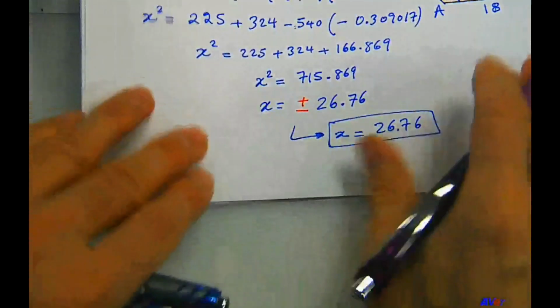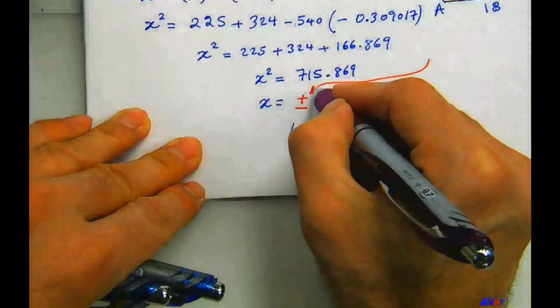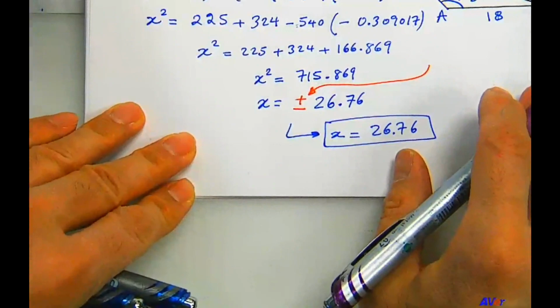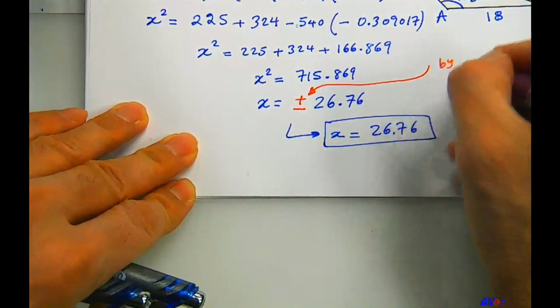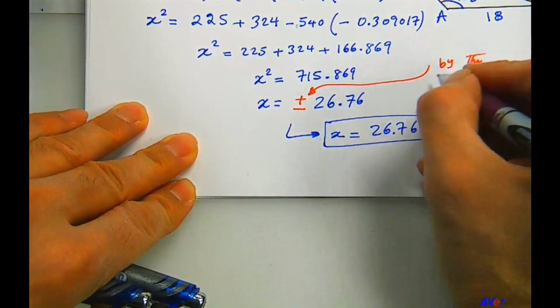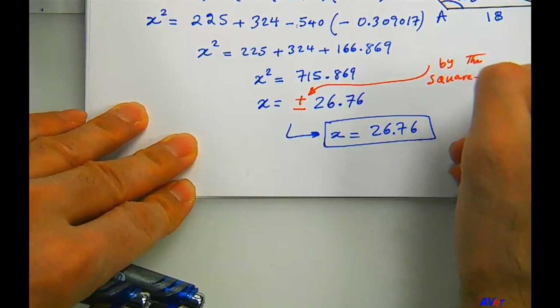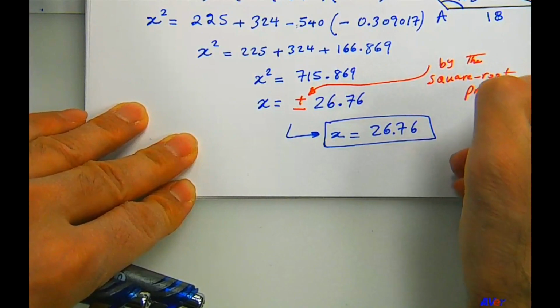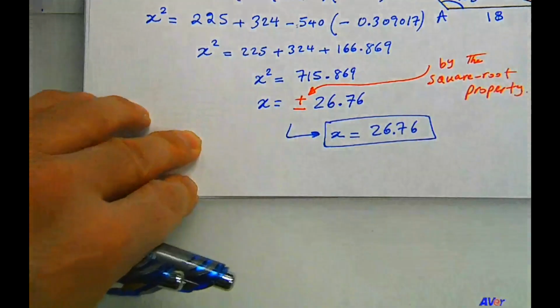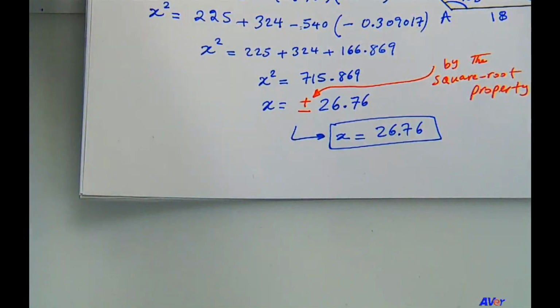So this is by the square root property. I just want to remind you of it from previous classes. Okay, so the measure of that side is 26.76 units. Could be meters, feet, or inches, or anything like that. Okay, let's do another example.